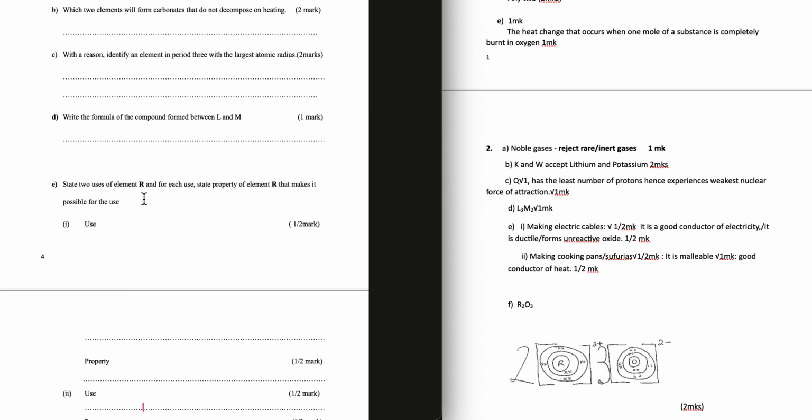State 2 uses of element R, and for each use, state property of element R that makes it possible for the use. Making electric cables, it is a good conductor of electricity. Or you can say it is ductile. Another use is making cooking pans or sufurias. It is malleable. That is a good conductor of heat.